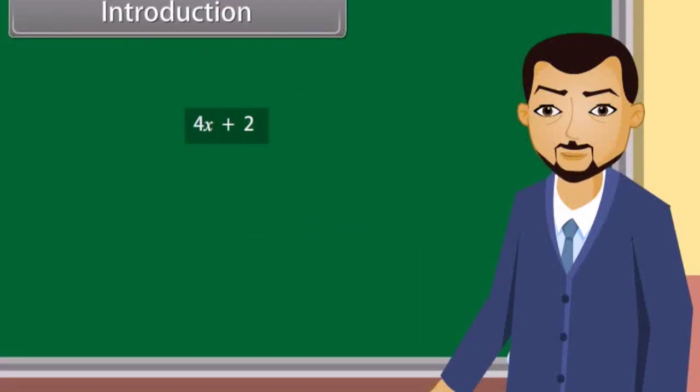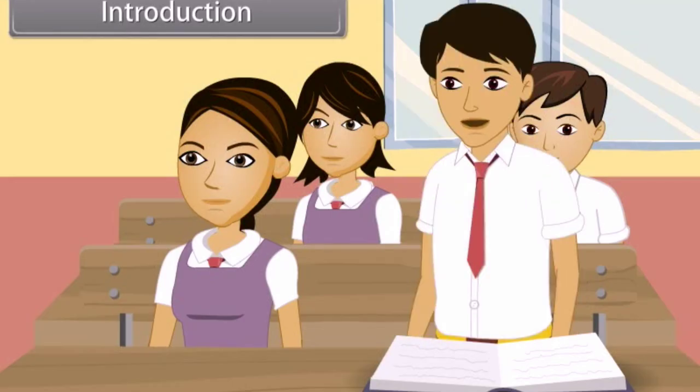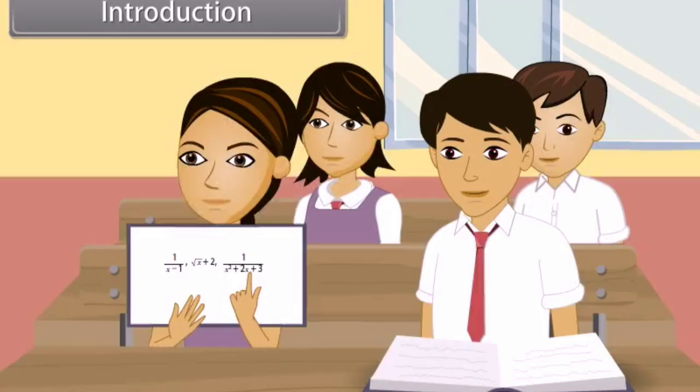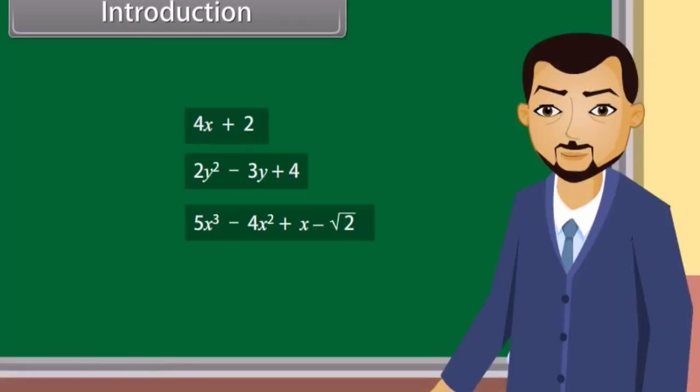Students, look at this polynomial. What can you say about this? This is a polynomial in the variable x of degree 1. You're right. Similarly, 2y square minus 3y plus 4 is a polynomial in the variable y of degree 2. And 5x cube minus 4x square plus x minus square root 2 is a polynomial in the variable x of degree 3. Teacher, is this expression a polynomial? No, none of these expressions is a polynomial. Today we will learn about polynomials in detail.